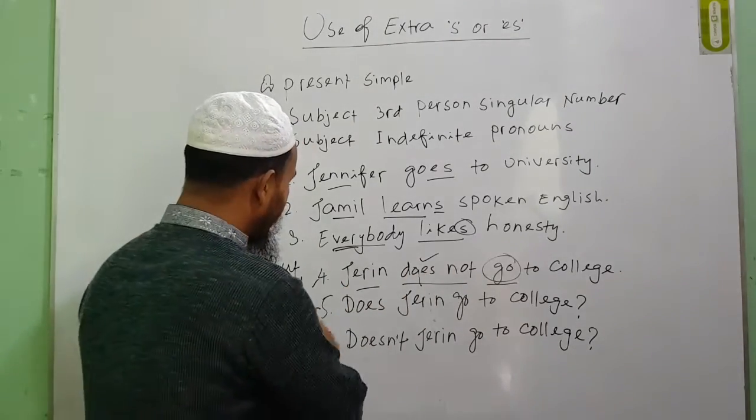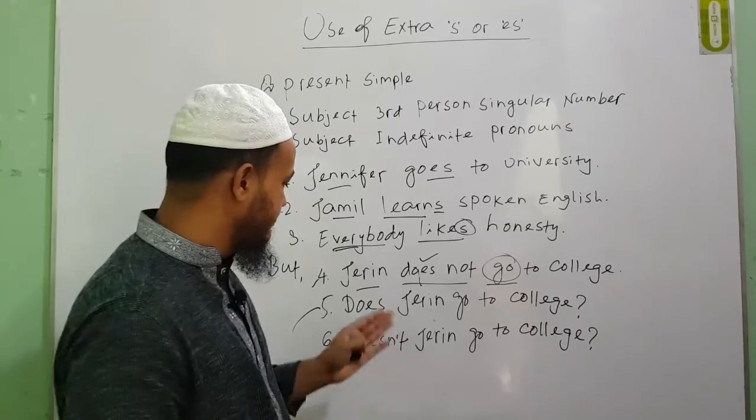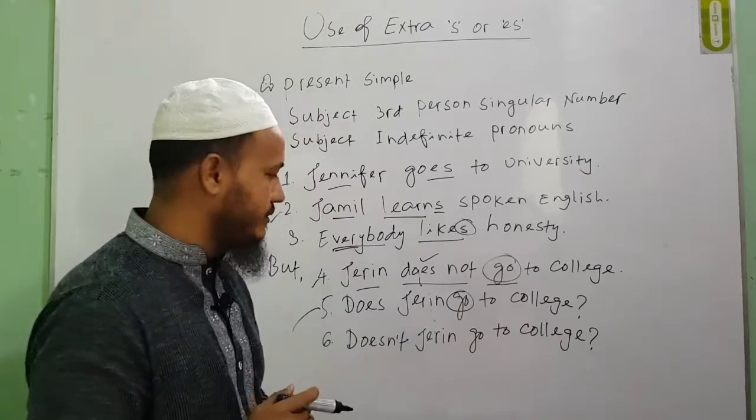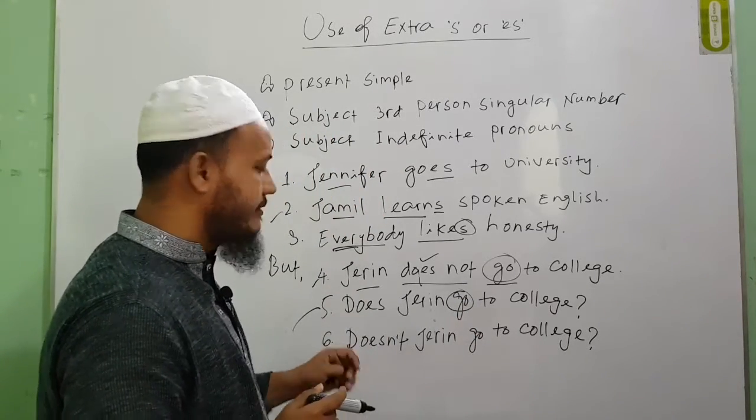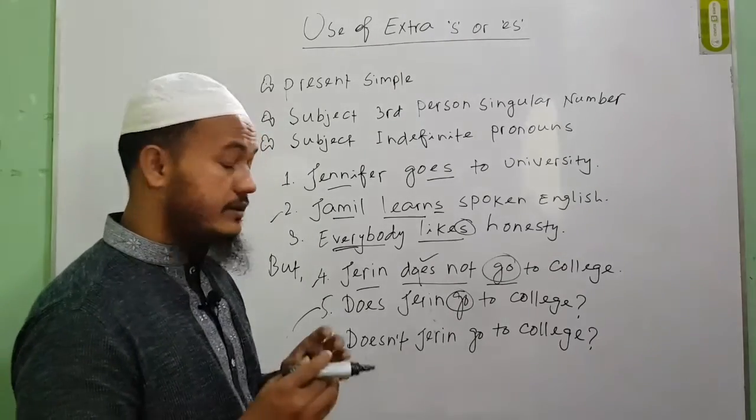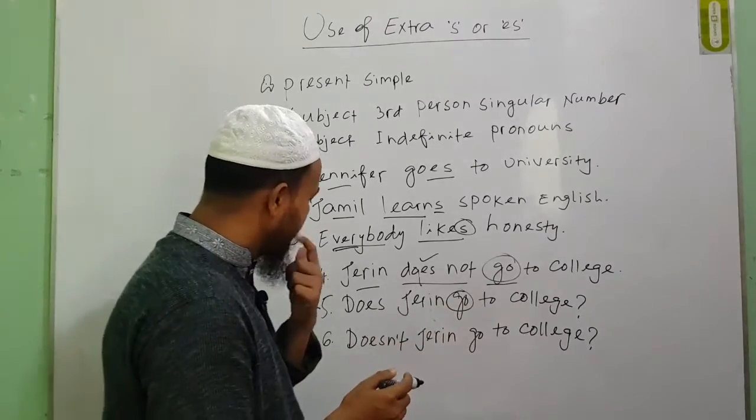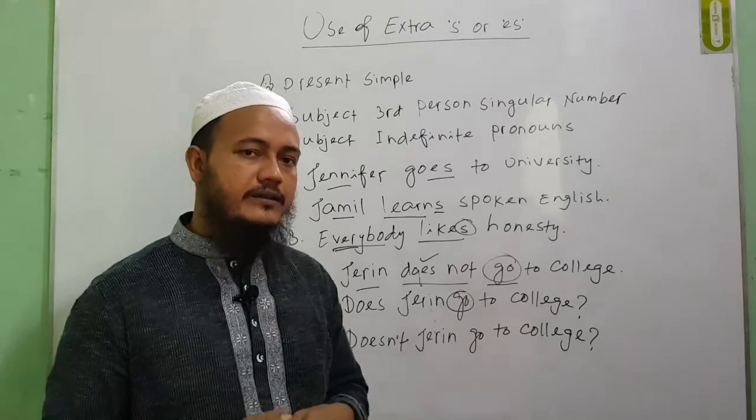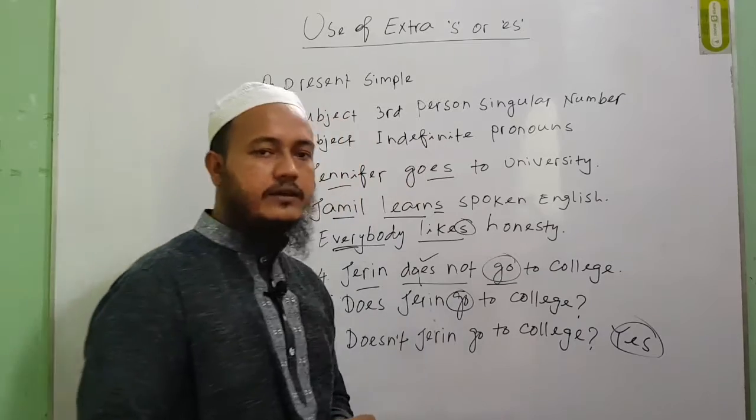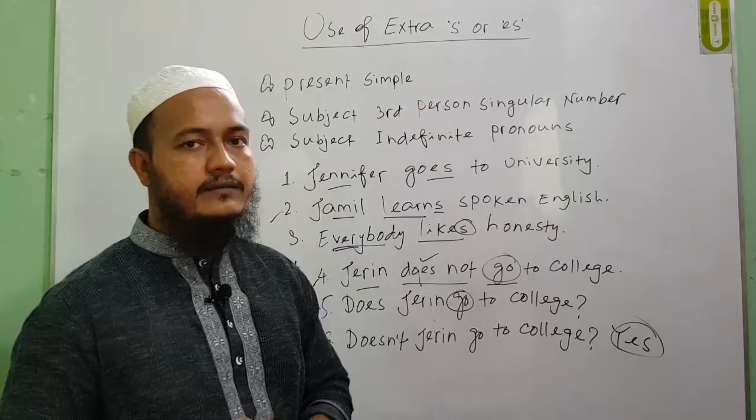And look at example number 5. Does Jerin go to college? This is an interrogative sentence. Here we are not using s or es with the main verb. And number 6, doesn't Jerin go to college? It means yes, Jerin goes to college. So negative is negative, but when you write doesn't Jerin go to college, it means yes, Jerin goes to college. So this was all about the use of extra s or es with the main verb.